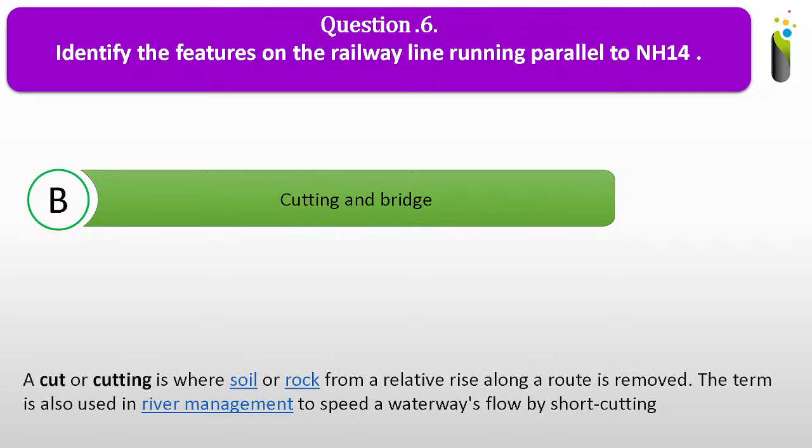And the correct answer for this question is B. Cutting and bridge. Remember, a cut or cutting is where soil or rock from a relative rise along a route is removed. The term is also used in river management to speed a waterway's flow by short cutting. So this is for your knowledge, for your information. I've put up this point.